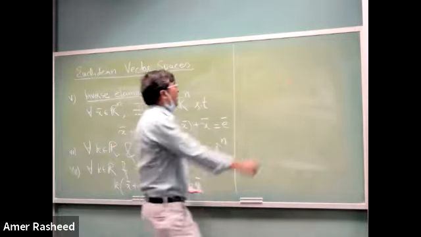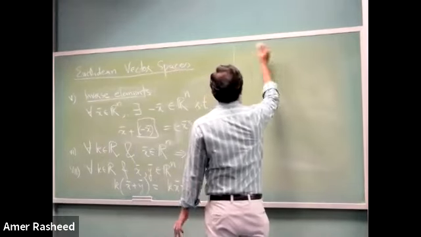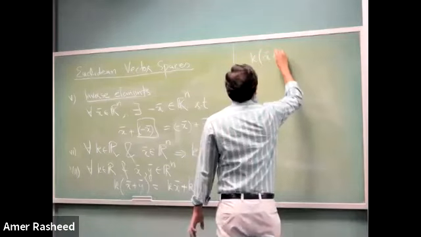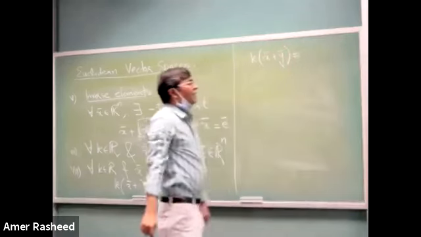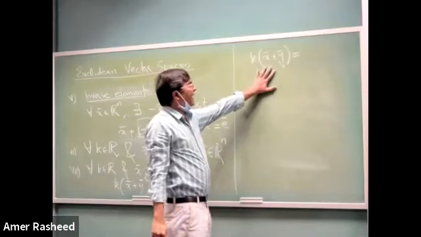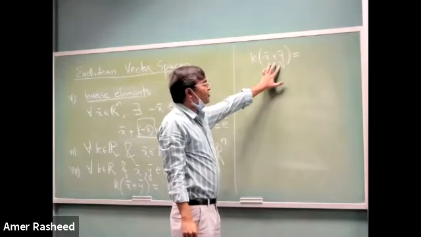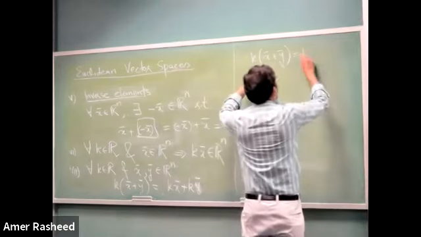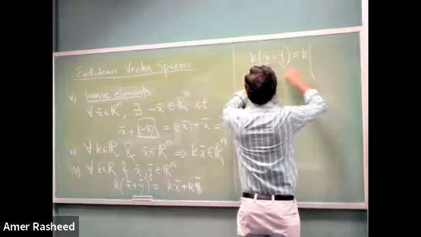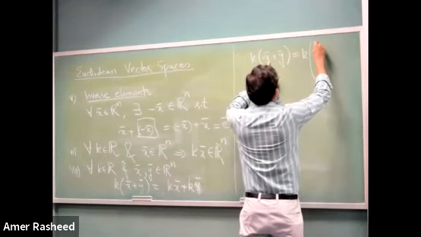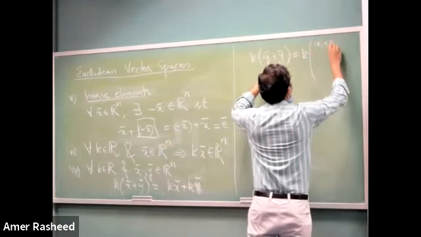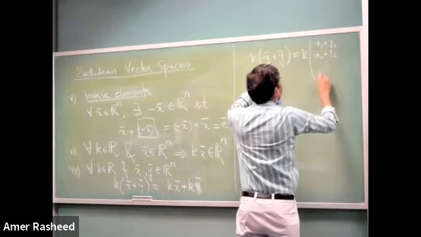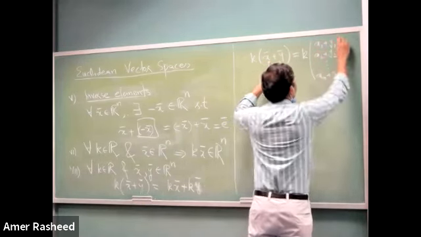We can prove it. In order to prove it, let's consider the left-hand side. This left-hand side has 2 elements which belong to Rn and 1 element which is a scalar. So how can we write it? x plus y will be x1 plus y1, x2 plus y2, and so on, xn plus yn.